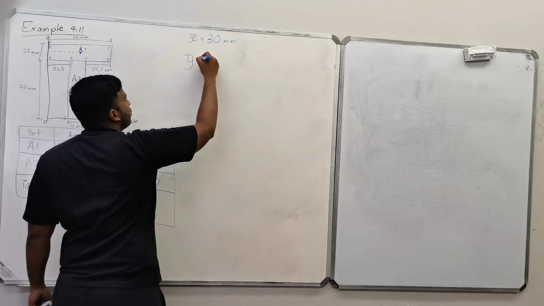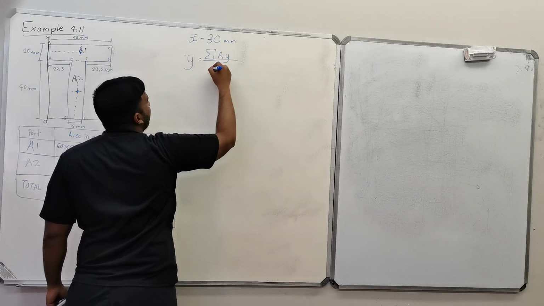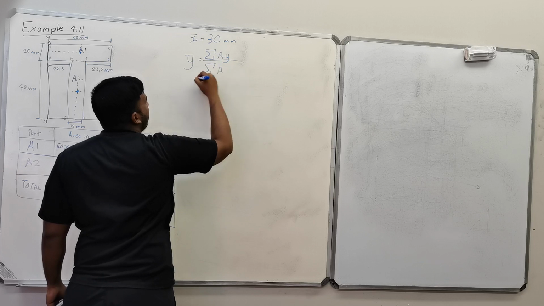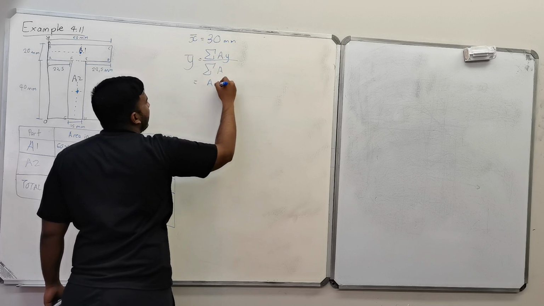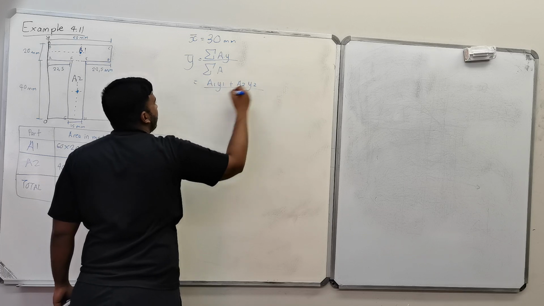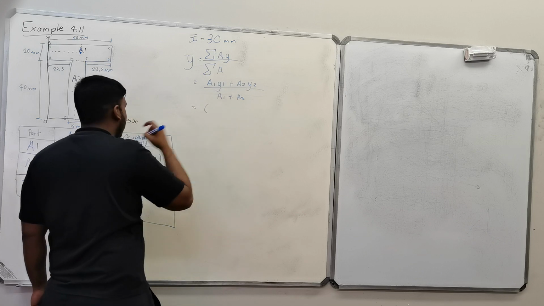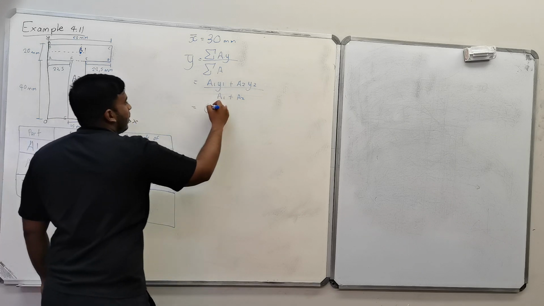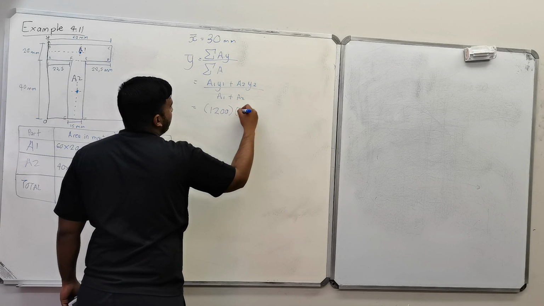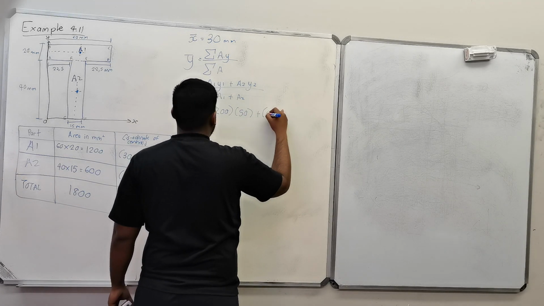And this would be equal to the sum of your areas times y, all over the sum of your total area. This would be A1 Y1 plus A2 Y2, all over A1 plus A2. And when you substitute, this is going to be 12 times 50 plus 60 times 20.